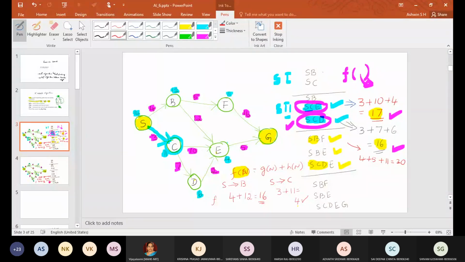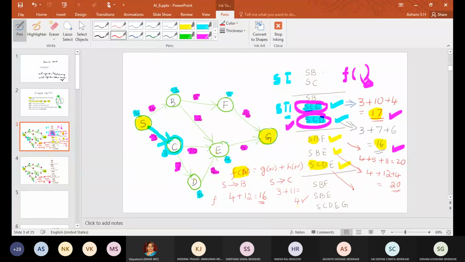Then SBE, this second one. S to B is 4, B to E is 12, so 4 plus 12, and the heuristic function of E is 4. So this is also 20.